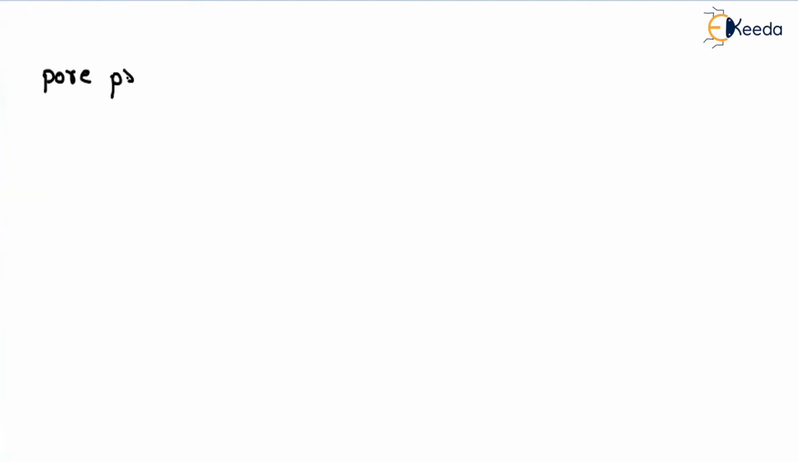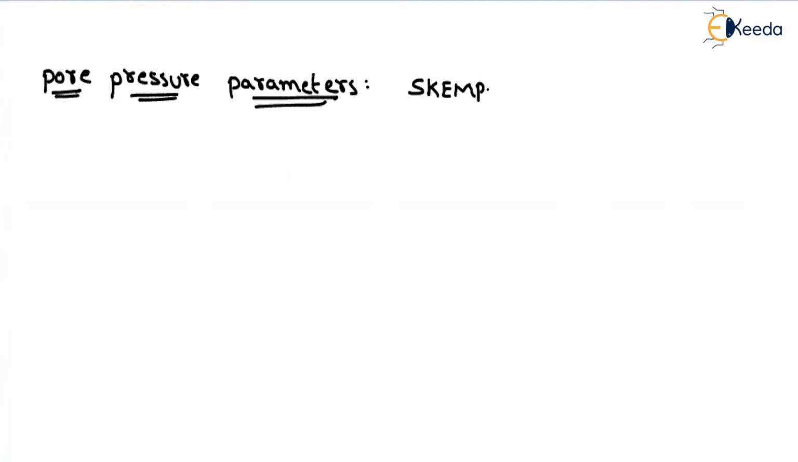Or simply, I will call it pore pressure parameters. Every time, it is not possible to determine the pore pressure practically. So, wherever it is not possible to measure the pore pressure, we can follow the theoretical approach given by Skempton. So these parameters are also called Skempton's pore pressure parameters.